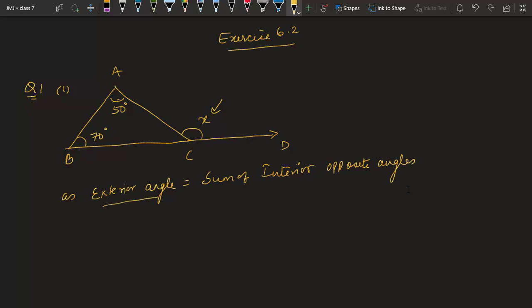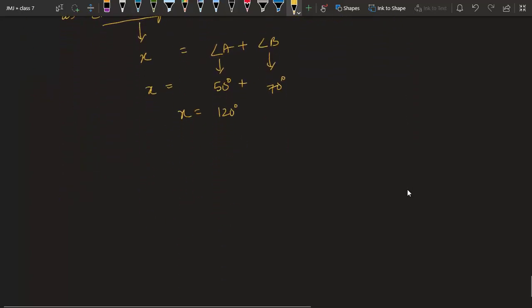So we can use this as per the diagram. Exterior angle is given by angle x, interior opposite angles are A and B. So x is equal to angle A plus angle B. Angle A value is how much? 50 degree. Angle B value is how much? 70 degree. That means x is 50 plus 70, that is 120 degree. Okay.